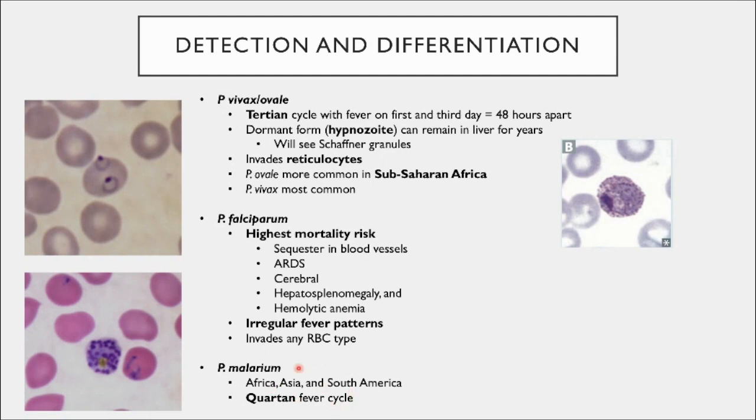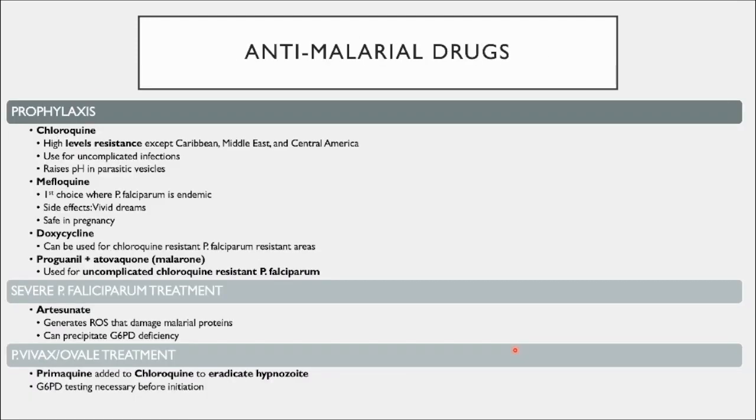And then P. malariae, the only interesting thing about it is that it's quartan. Doesn't really pop up outside of that. It has a pretty benign disease process. As far as the antimalarials go, really the key takeaway is just knowing that there are high levels of chloroquine resistance, outside of the Caribbean, Middle East, and Central America. So anywhere in Africa and South America, you need to assume chloroquine resistance. So this means using drugs like mefloquine and proguanil-atovaquone. This is called Malarone. Either of these is appropriate.